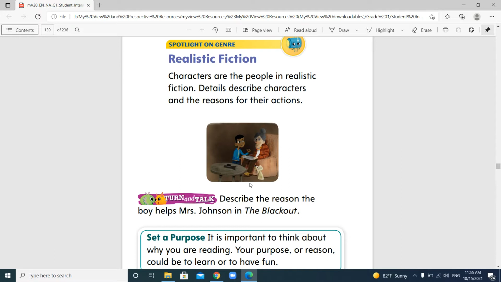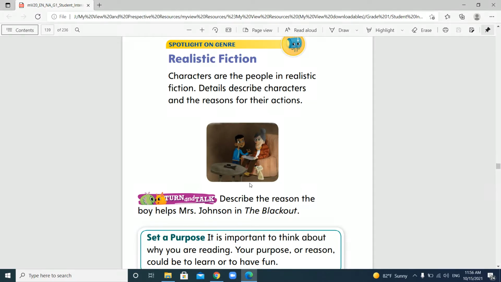Okay, we've taken this genre before, and in class we revised several times what a realistic fiction is. We all know that a realistic fiction is a made-up story. Made up means that the story is not real. But why is it called realistic? Realistic because the events or the things that happen in the story can happen in real life.